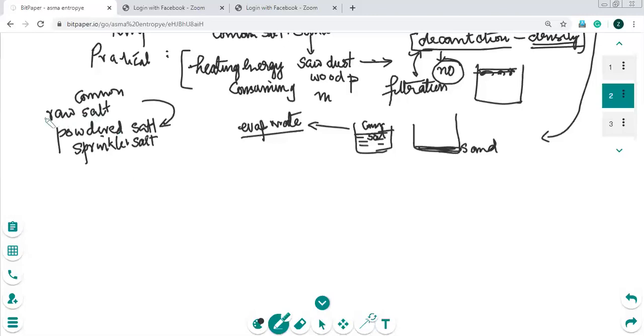How is raw salt made? See, if you take a packet of raw salt, you get big crystals, right? Lumps like. Yeah. How are they made?